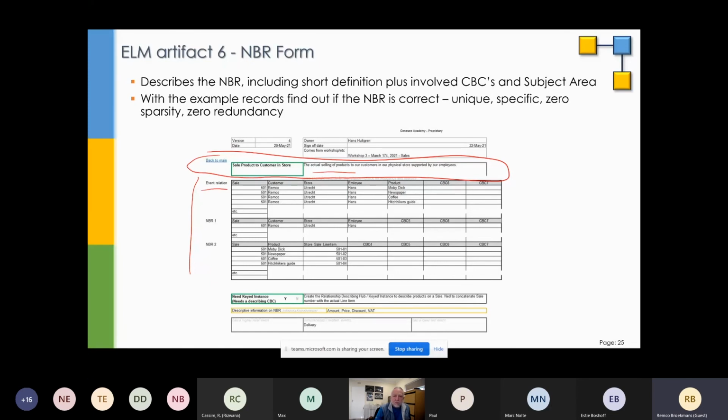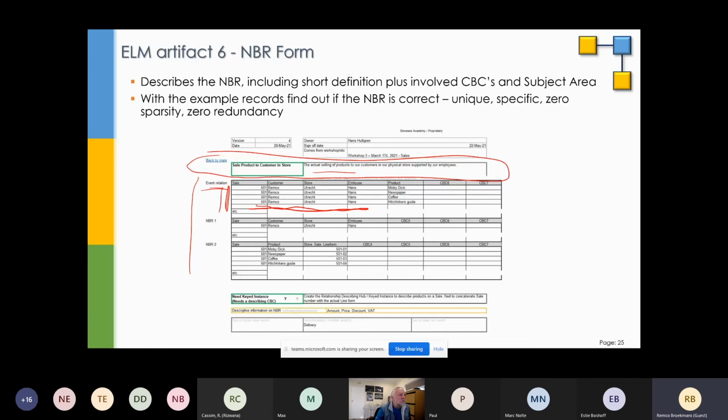And I'm just going to fill in 10 lines of example data. I have sale 501, my customer is Remco, store in Utrecht, employee is Hans, and I bought Moby Dick, a newspaper, coffee, Hitchhiker's Guide to the Galaxy, whatever. When I look at this event, I see that I have redundant information. For every book or every product I'm buying, I'm repeating the customer, sales, store, and employee information.